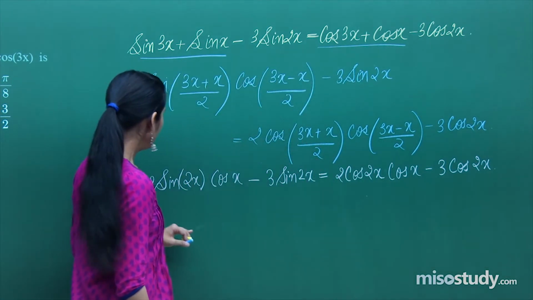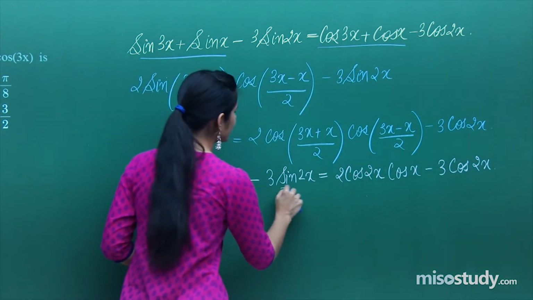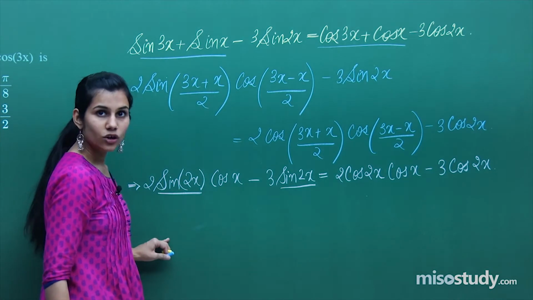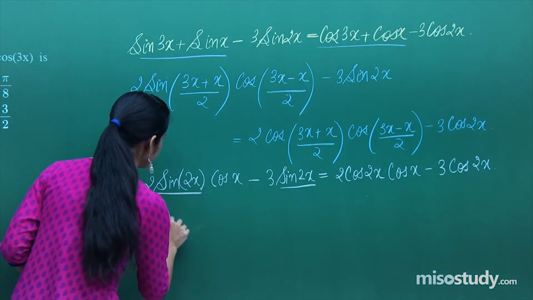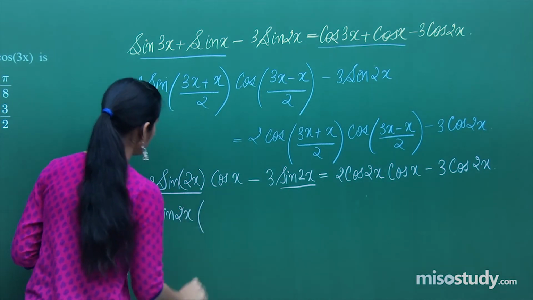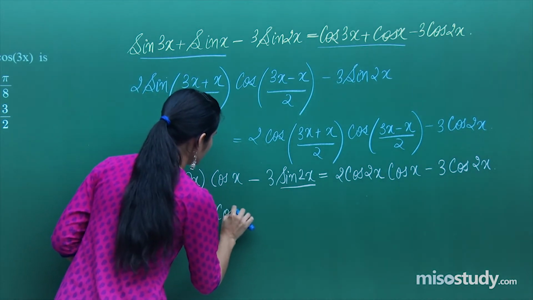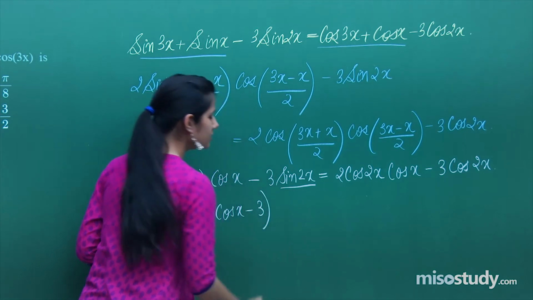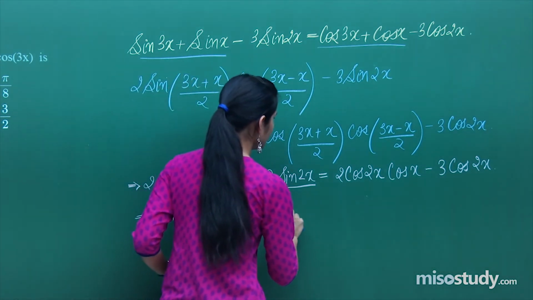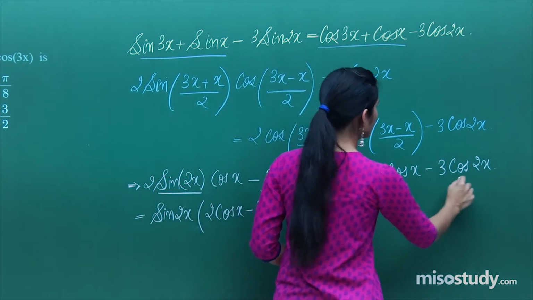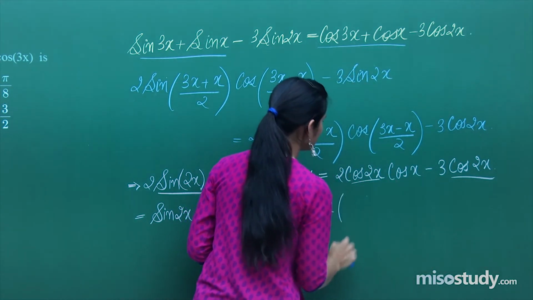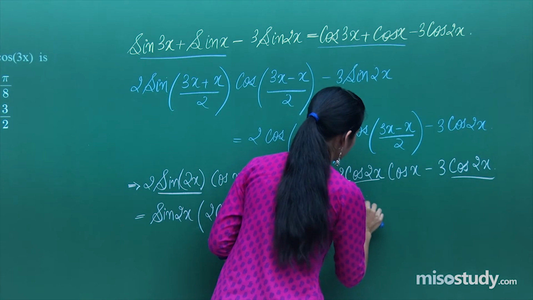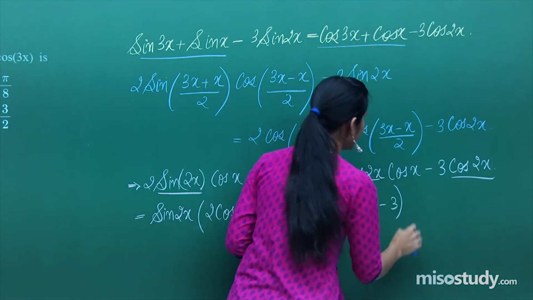Fine. Over here you can see sine 2x is sitting as a common expression. So I can take this out. What you get is 2 cos x minus 3 inside. Here you can see there is cos 2x sitting common. So you can take cos 2x out. You get 2 cos x minus 3 again.